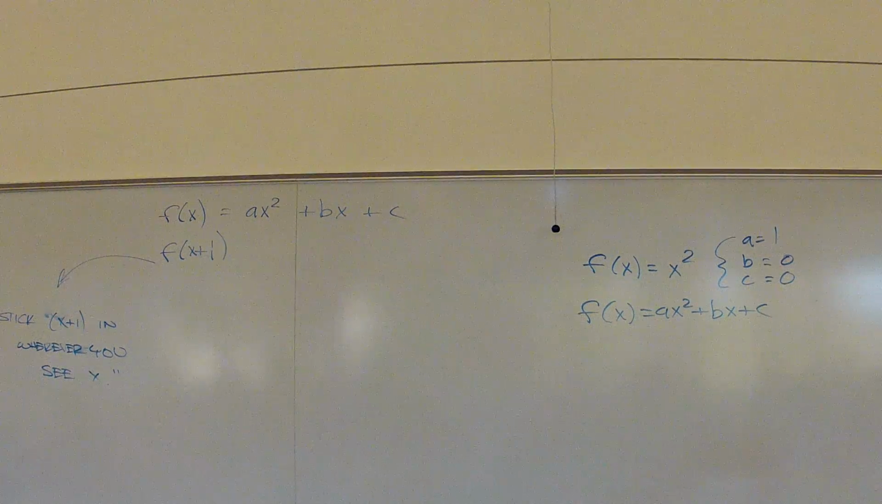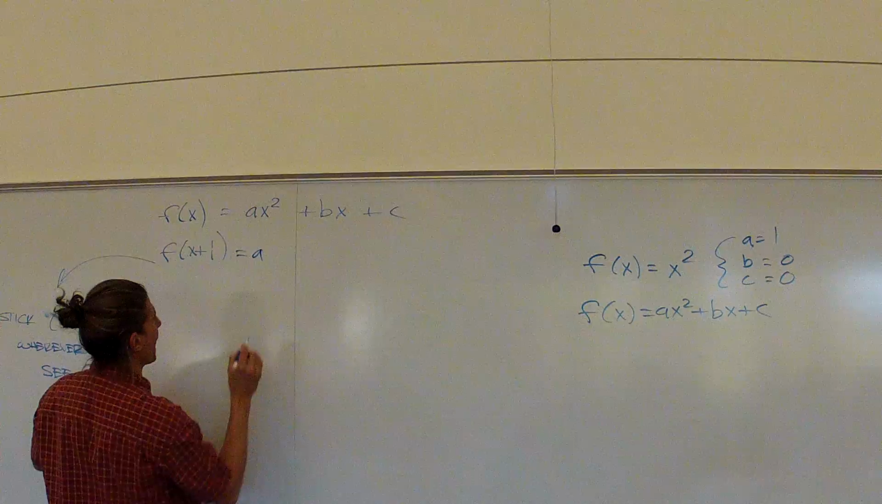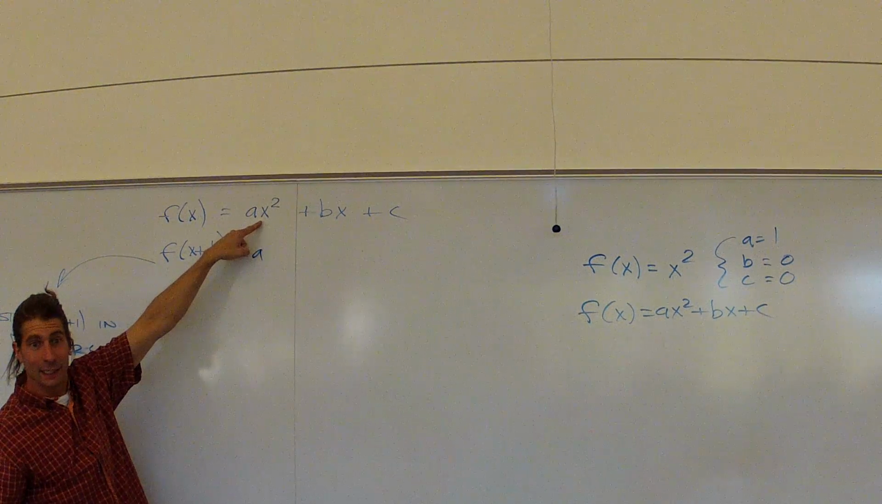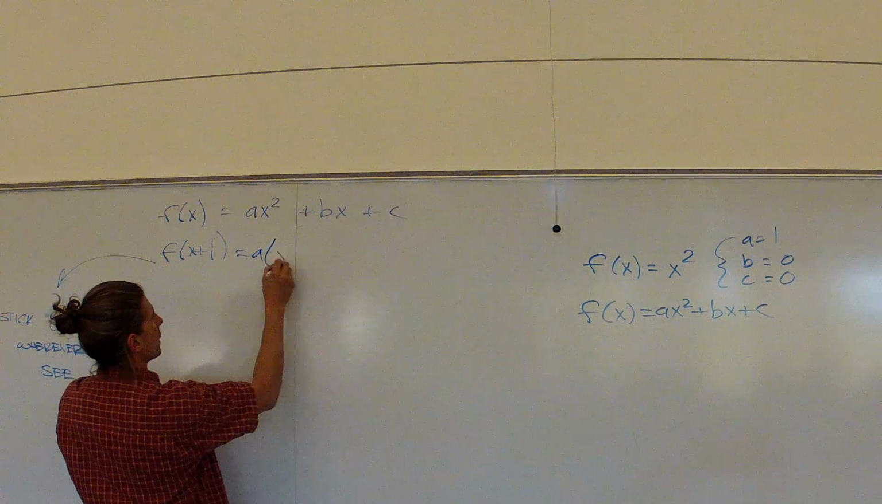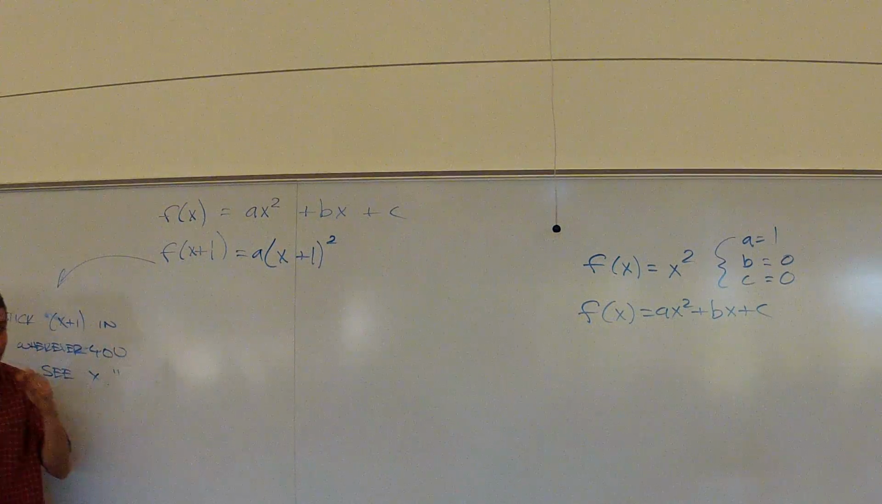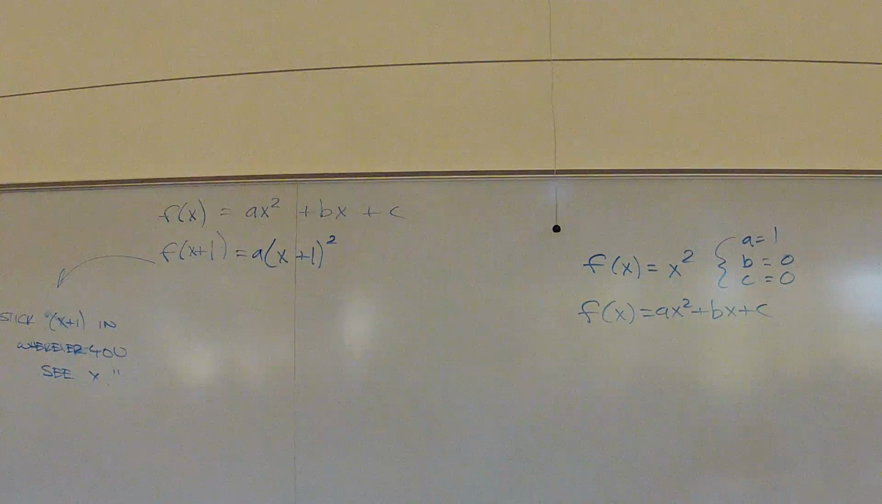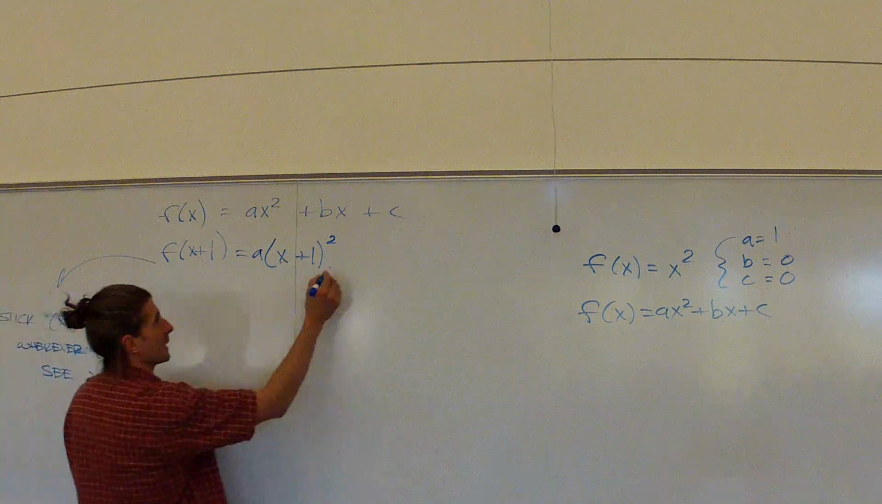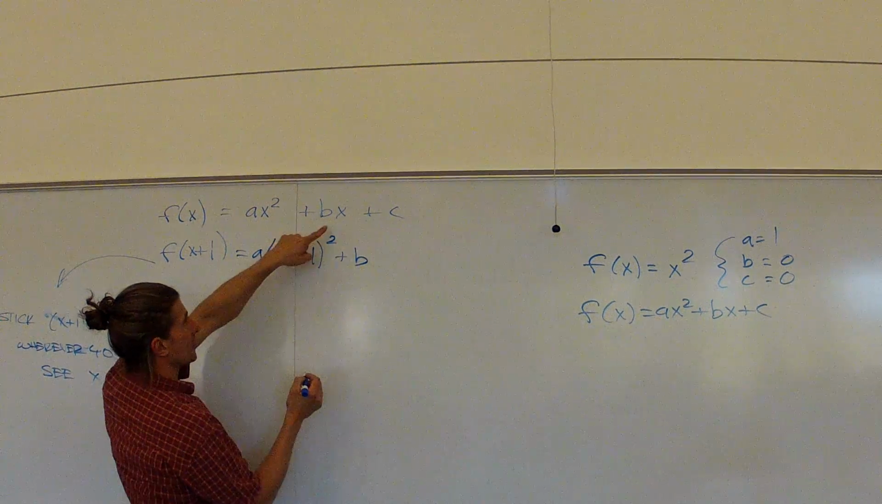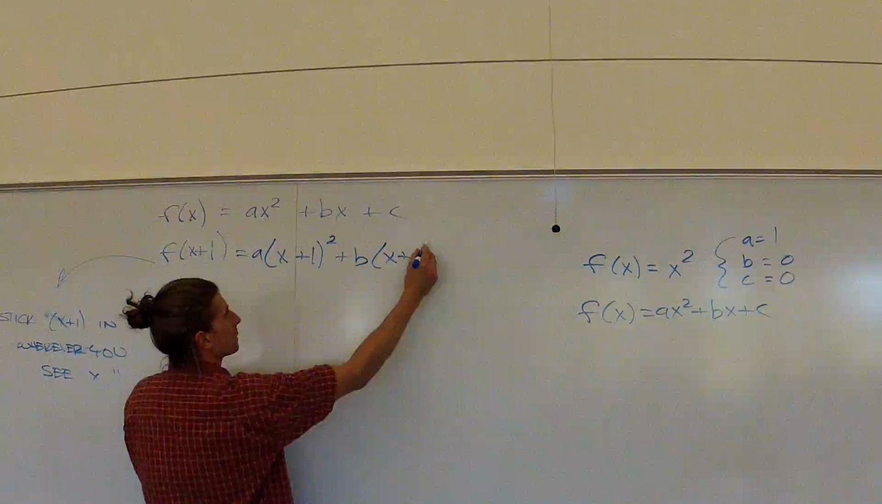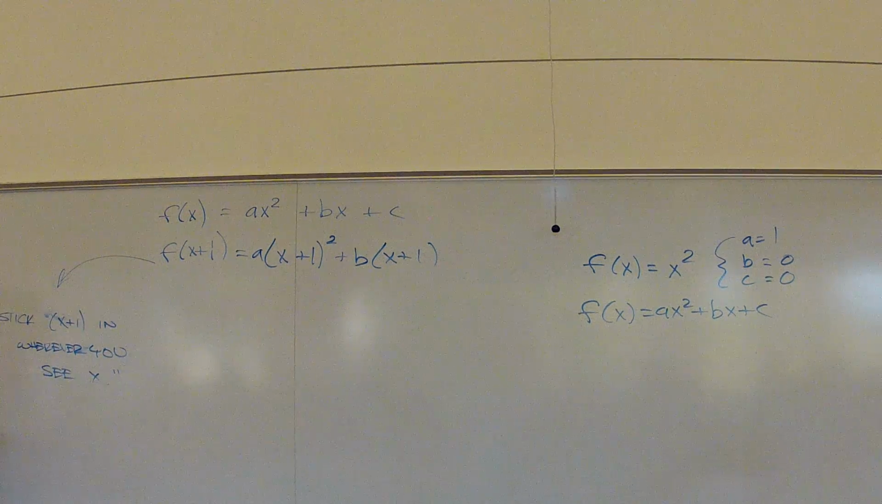So let's do it. I see an a. I see an x. I want to change x to x plus 1. So it's going to look like that, x plus 1, the quantity squared. Plus, I see a b. I see an x. That becomes an x plus 1. Notice how I'm using parentheses. Very, very important, because you've got to make sure you're actually substituting the entire value with correct order of operations. Then I see a c, which is over here.